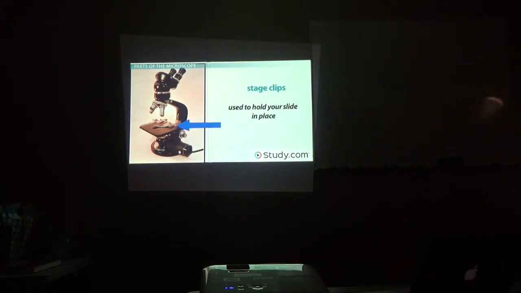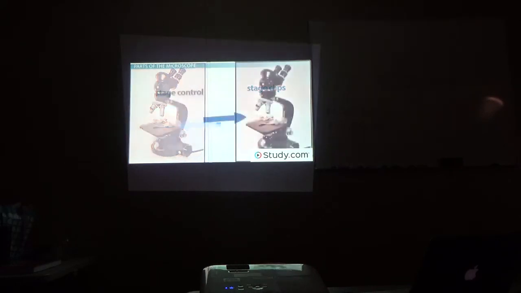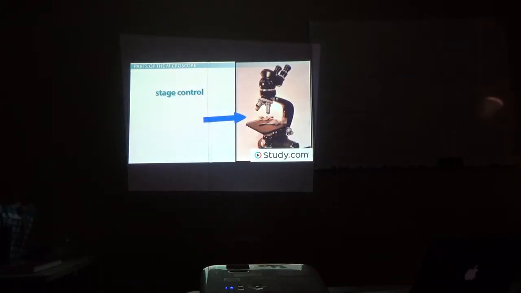Also on the stage are the stage clips. These are used to hold your slide in place, and they simply clip over the edges of your slide to hold it down. There will be a knob near the stage called the stage control that moves the stage clips so that you can look at different parts of your slide without having to move it by hand.